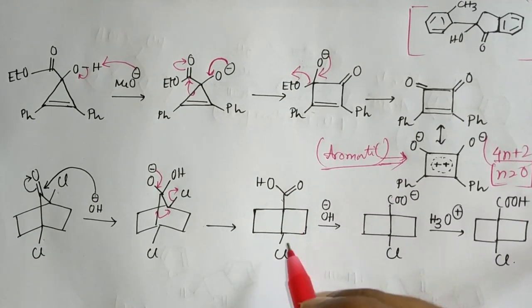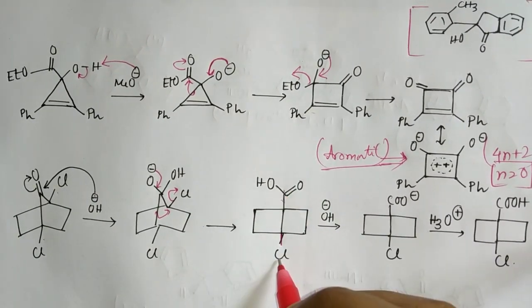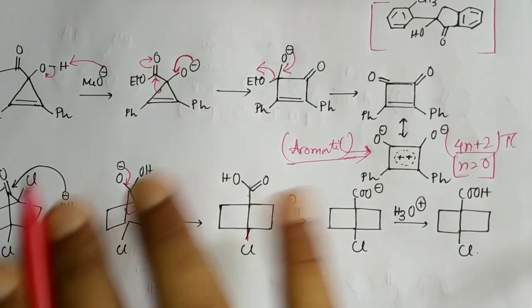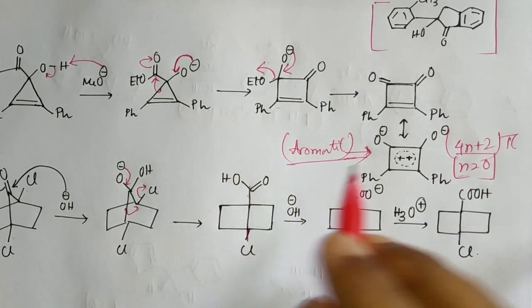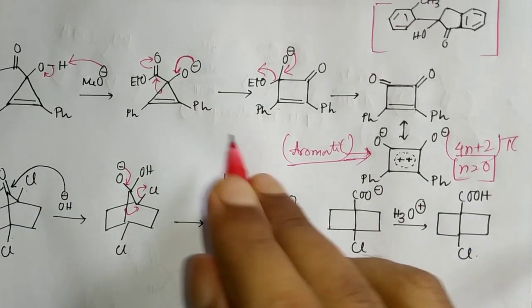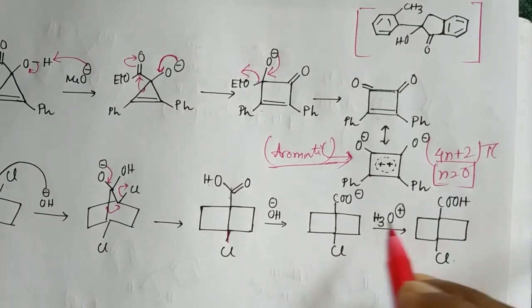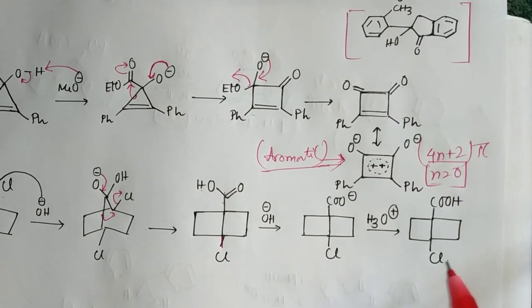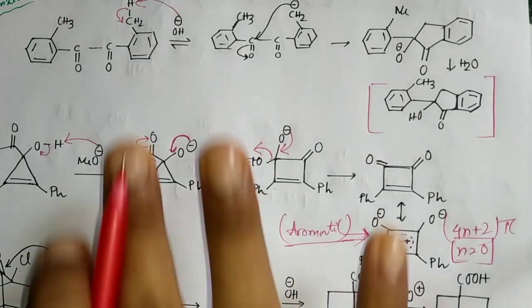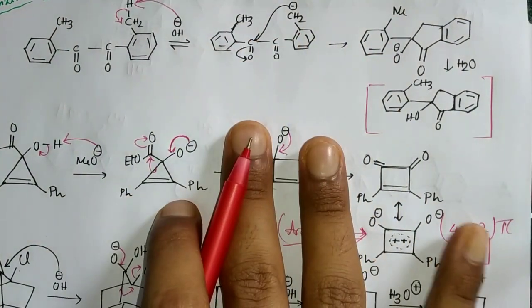there is a 4-membered ring, and you have in the junction this COOH and Cl. Okay, and in the reaction medium you have this OH minus, so it will take a proton from here just because it is comparatively acidic, and after this hydrolysis you get this type of product. Okay, so this is an important example for the benzilic acid rearrangement.